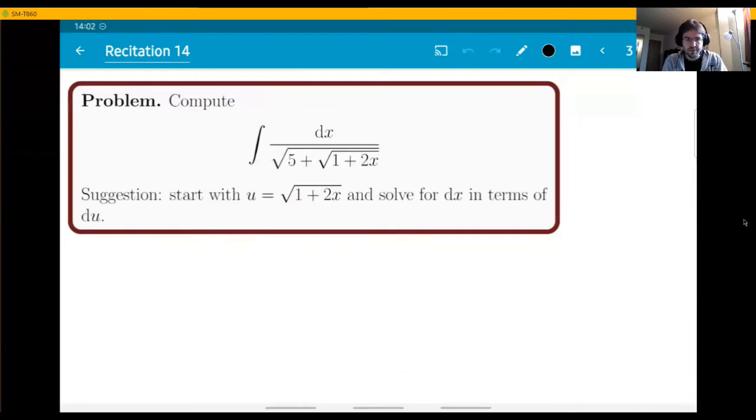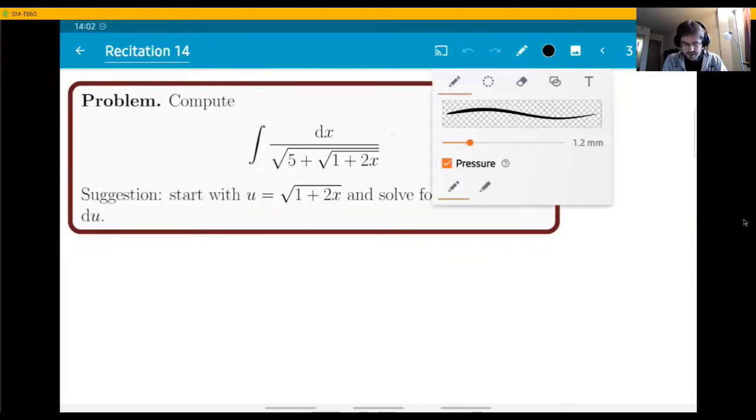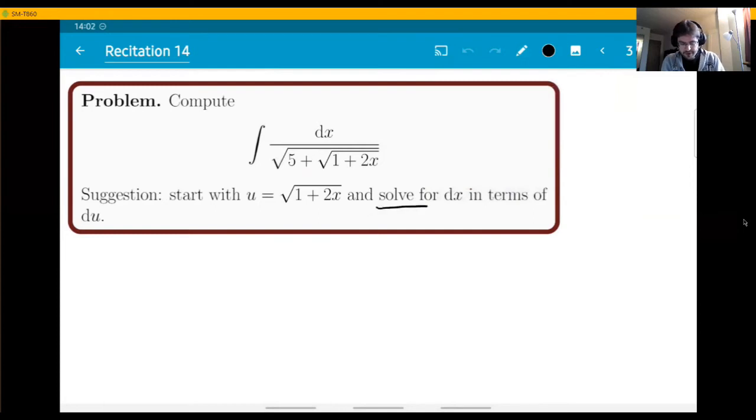Let's do another u sub problem. This time it's indefinite. Compute this integral, and there is a suggestion. Start with u equals root of 1 plus 2x. And here is the novelty in this problem. We have not seen this before. Solve for dx in terms of du. Usually we see the contrary, but it's possible to do that.